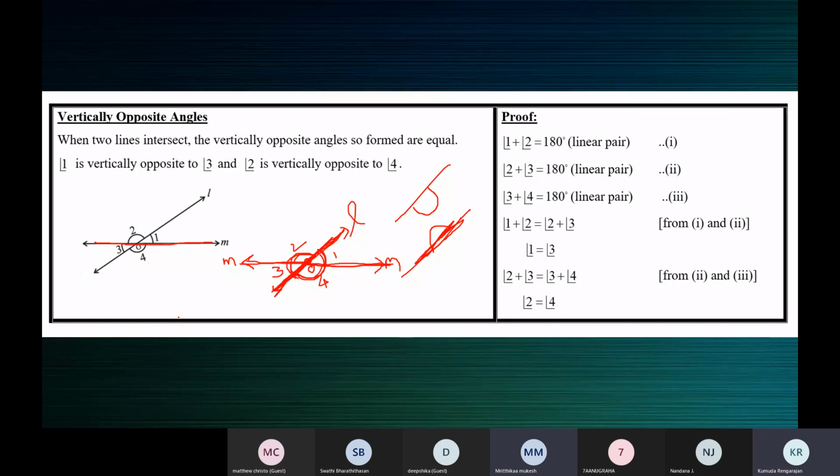When two lines intersect... Ritika, in the proof, do we understand the first part? Angle 1 plus angle 2 is 180. Yes, ma'am. You sure?